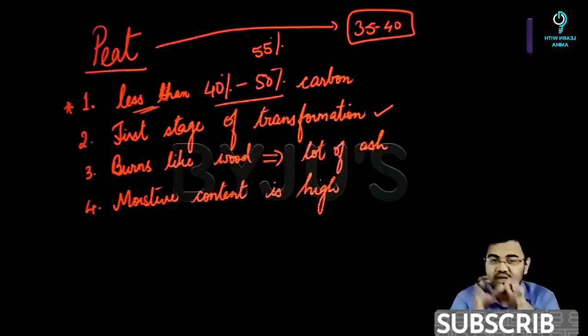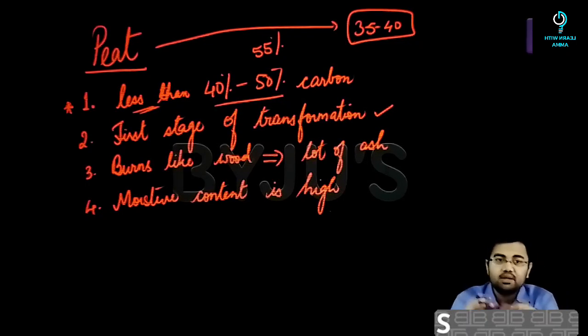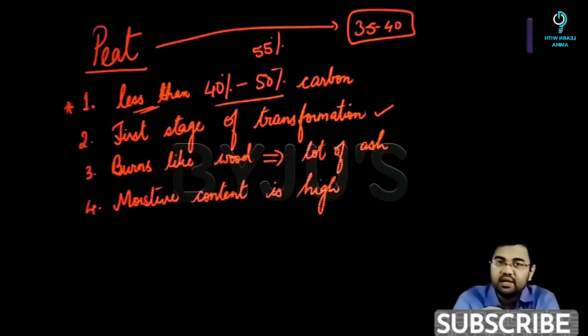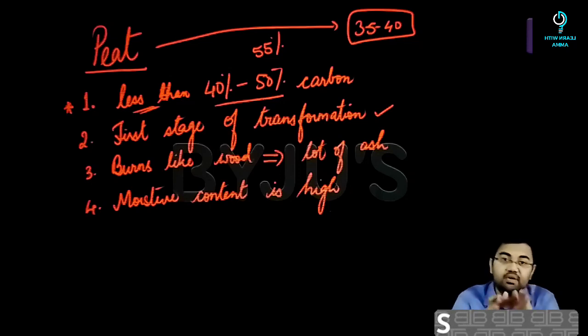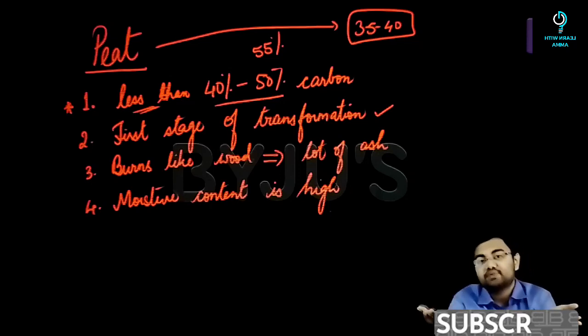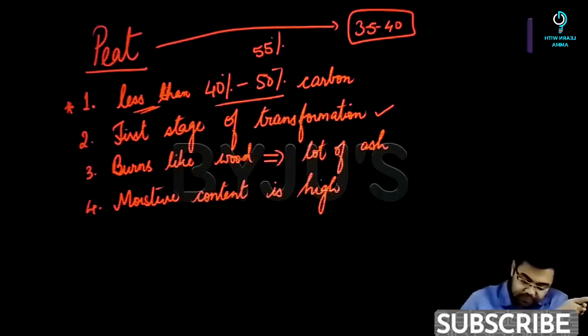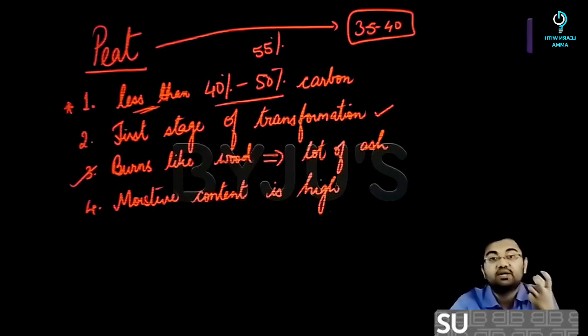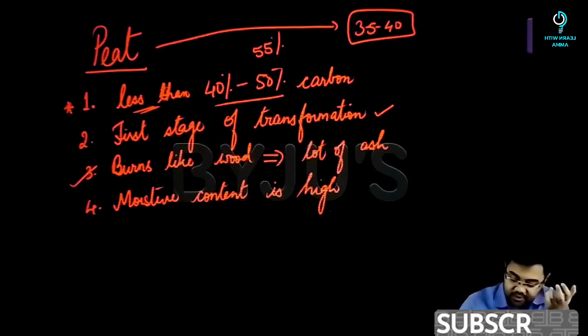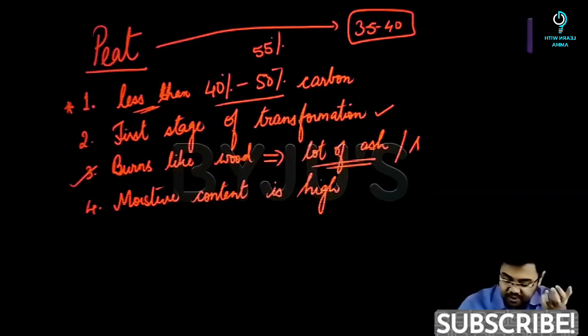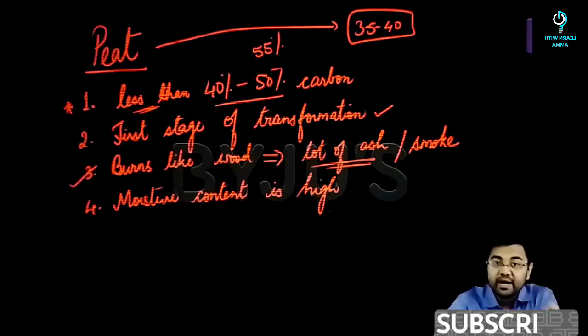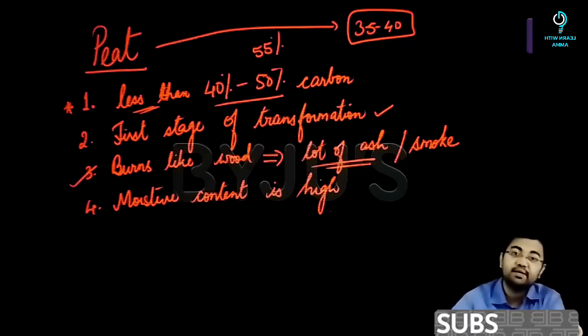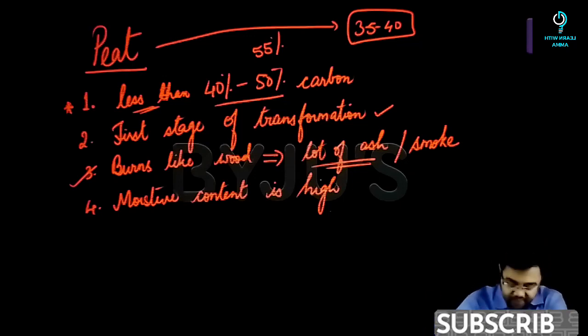So all the vegetative sources that would have been buried under the earth would first have created peat. They would have converted into peat, and then peat would have converted into other forms of carbon. Then the third point is that it burns like wood with a lot of ash and a lot of smoke. So the amount of ash or smoke that is given out by peat is much higher compared to all the other variants that we are talking about.